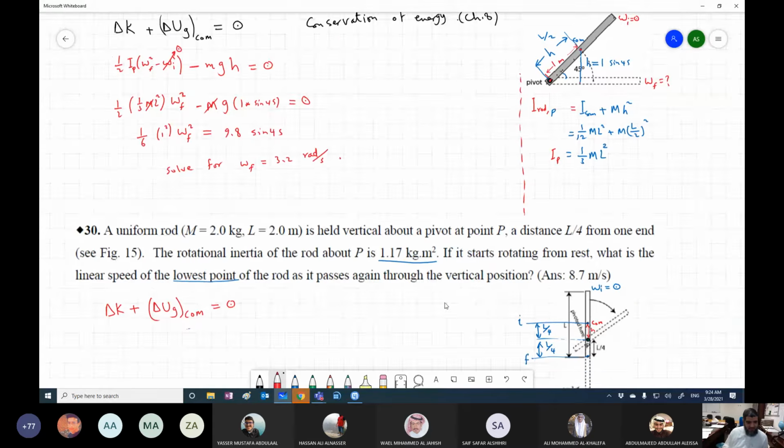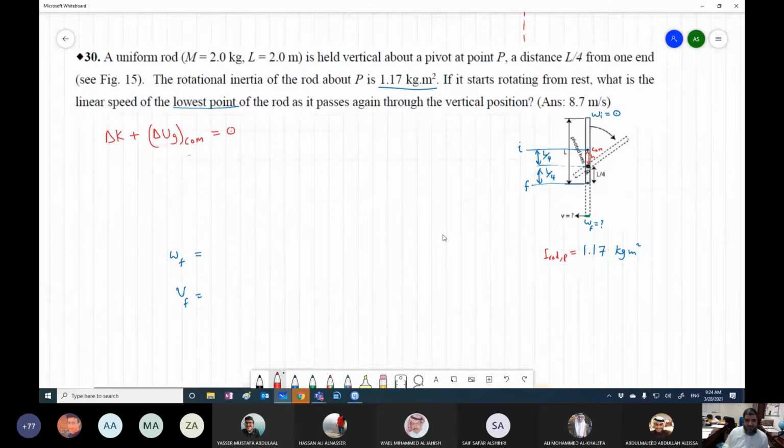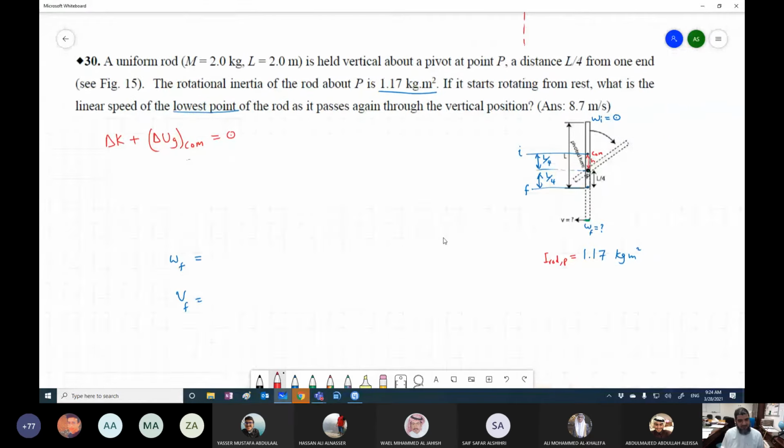Let us take one more problem. عبد المجيد بيقول little bit difficult. خلينا نشوف هل هي difficult ولا not. Here a uniform rod، نفس الرد اللي كان قبل شوية. الماس is 2 kg، length is 2 meters، is held vertical about a pivot at point P. نفس المسألة اللي فاتت، لكن الآن it is not fixed at the end, it is fixed at a quarter the length point. هنا كده في الحتة دي، not at the end as it is indicated here.